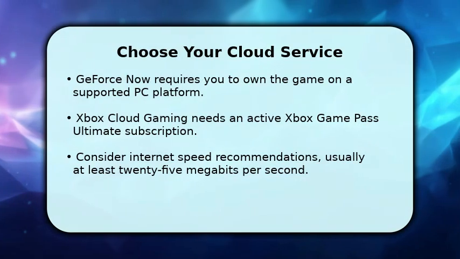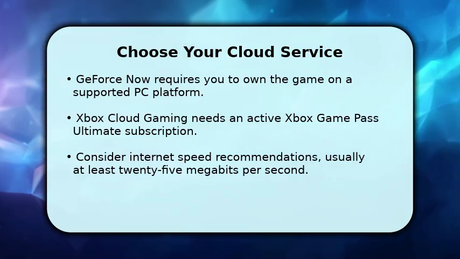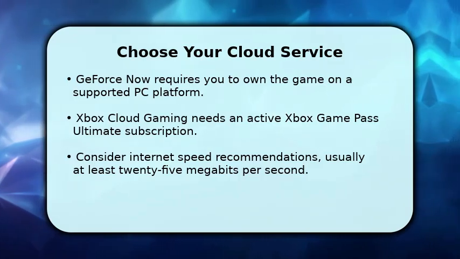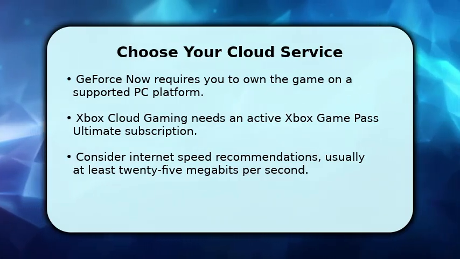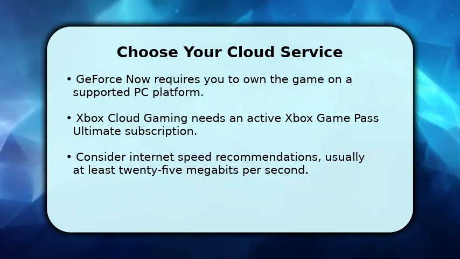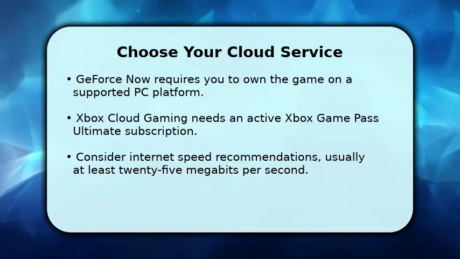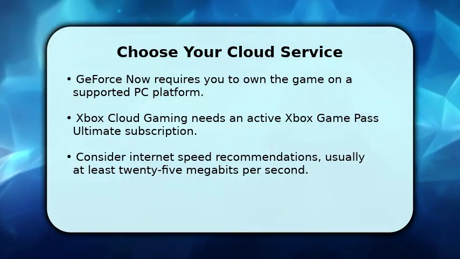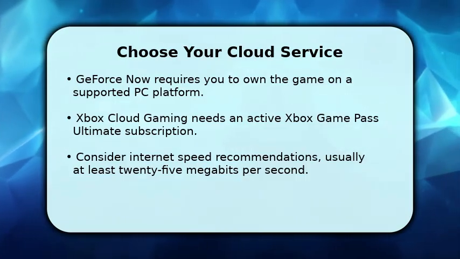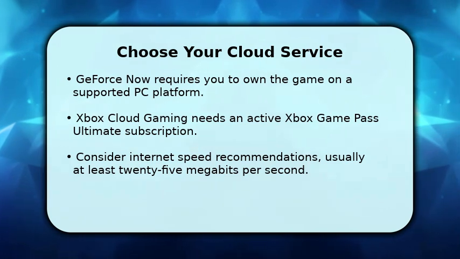When choosing a cloud gaming service, you have a couple of excellent options. GeForce Now allows you to stream games you already own on platforms like Steam or Epic Games Store. Alternatively, Xbox Cloud Gaming provides access to Elden Ring if it's part of the Game Pass library, requiring an active Xbox Game Pass Ultimate subscription. Both services recommend a stable internet connection of at least 25 megabits per second for optimal performance.